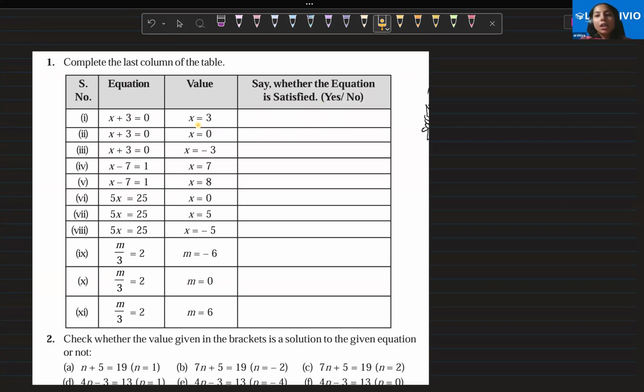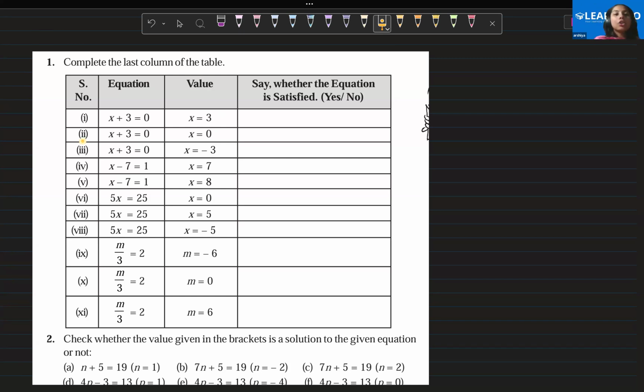Yes, it is 3. How? Because you put the equal to sign, x is equal to, and put 3 on the right-hand side. So x is equal to 3 minus 0, is equal to 3, and then x is equal to 3.